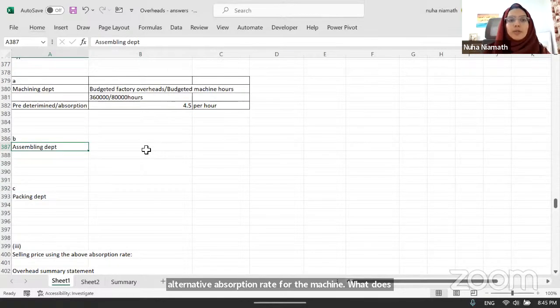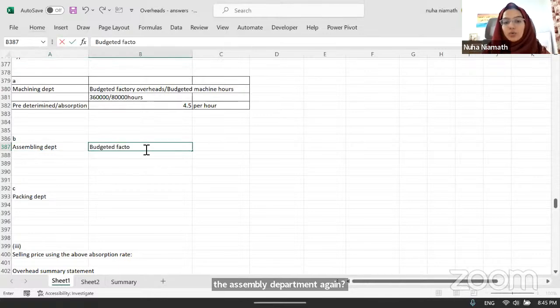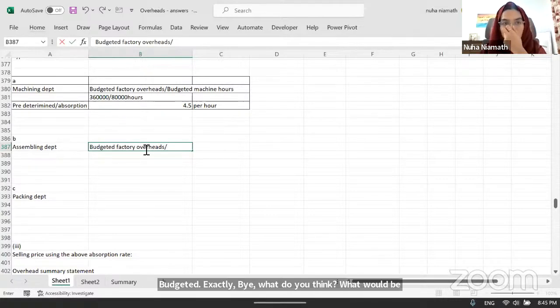For the assembly department, again, budgeted factory overheads divided by, what do you think? What would be our base? Can somebody tell me in the chat box?